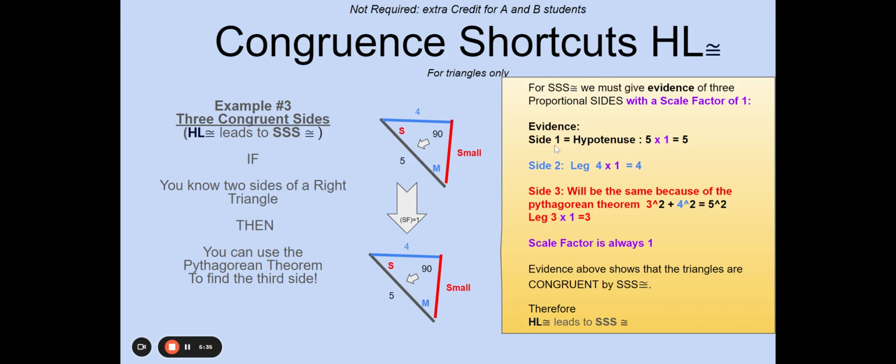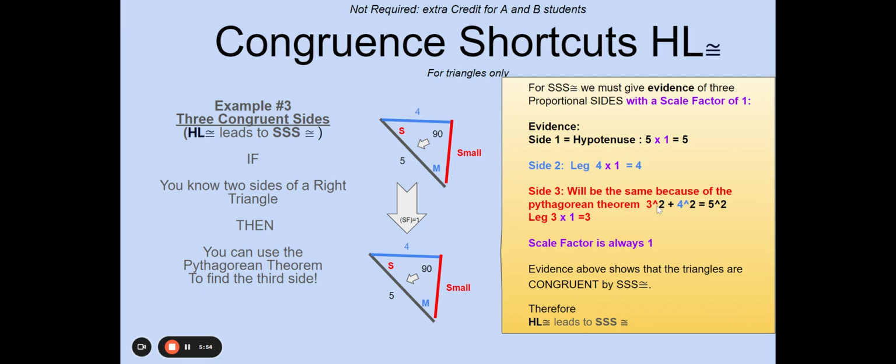Okay, so side 1 is the hypotenuse. It's 5 for both triangles. 5 times 1 is 5, so that works. And then side 2 is 4, the blue one. 4 times 1 is 4, so we just showed that a leg and a hypotenuse are the same.